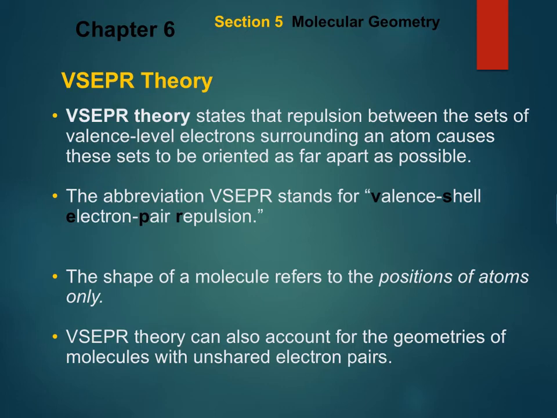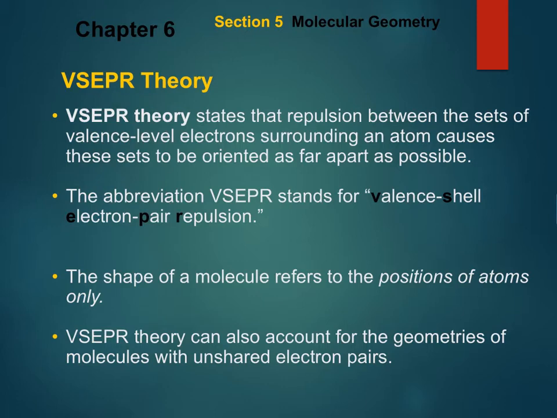So when you form a molecule, whether it's a three-dimensional shape or linear in a straight line, the position of the attached atoms will shift slightly depending on how many atoms are attached to the center and how many electrons you have there. And so you make various three-dimensional shapes. The VSEPR theory states that the repulsion between the sets of valence level electrons surrounding an atom causes these sets to be oriented as far away from each other as possible. So you get different shapes.